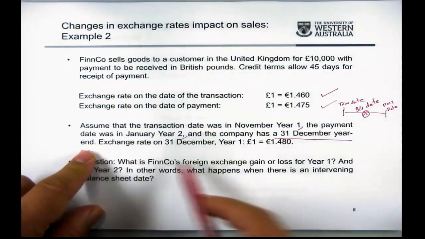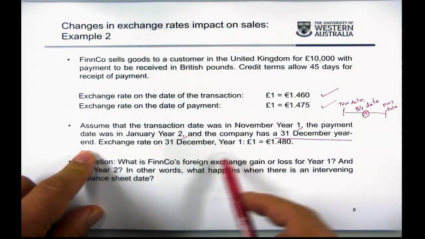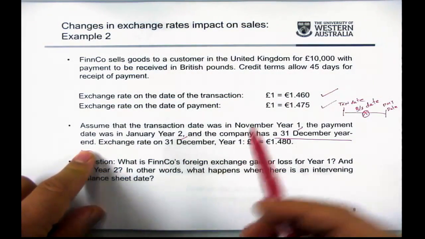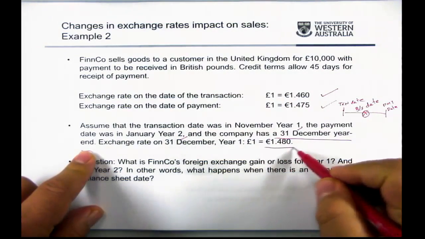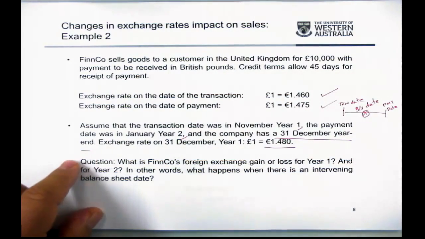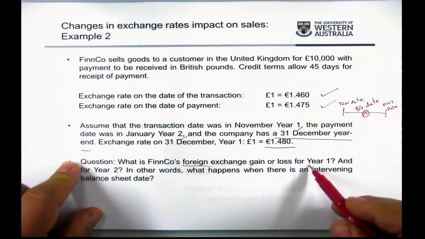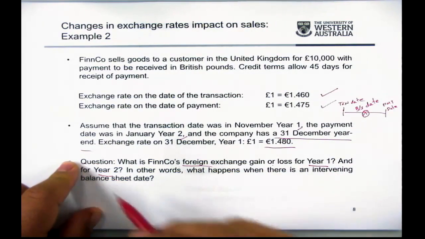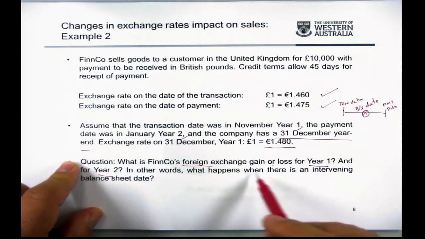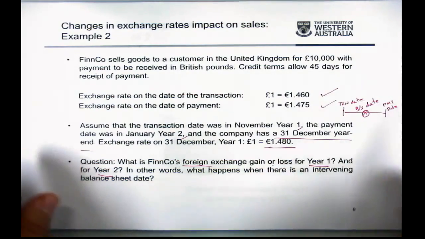So assume that the exchange rate on December 31st, year 1 was 1.48. The question is, what is Finco's foreign currency gain or loss for year 1 and for year 2? In other words, what happens when there is an intervening balance sheet date? Okay?